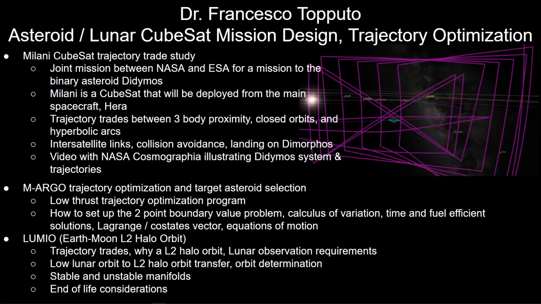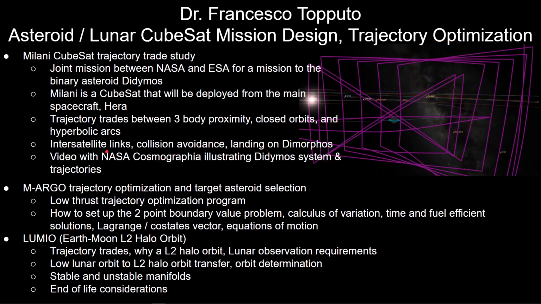So they had three different options for trajectories when they were doing this preliminary analysis. The first one was three-body proximity solutions, so something like a halo orbit. The second one was closed orbits, so something like an equatorial orbit or a terminator orbit that is a closed orbit. And the third one was hyperbolic arcs, which if you're watching this on YouTube, I have a visual right here on the right that shows the trajectory of Hera and how it's doing the hyperbolic arcs around Didymos. So what we're referring to with hyperbolic arcs is something like this. They're doing something similar to that.